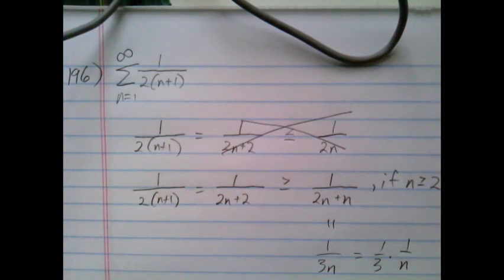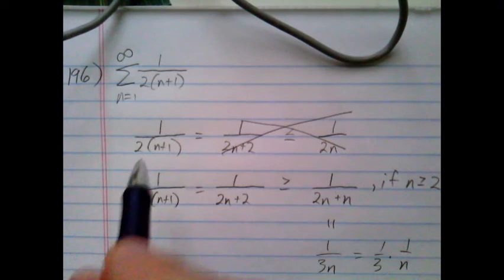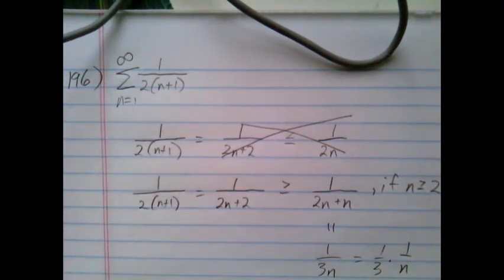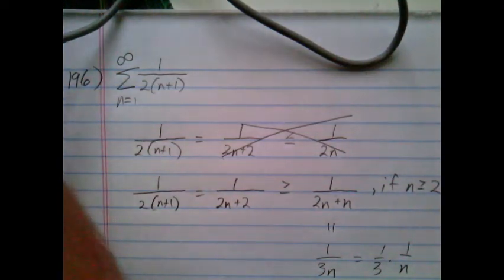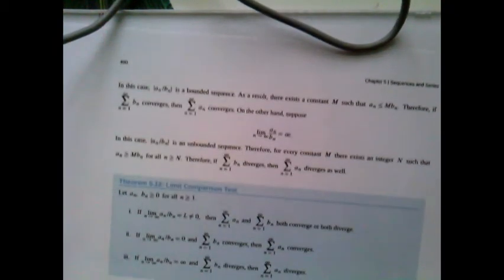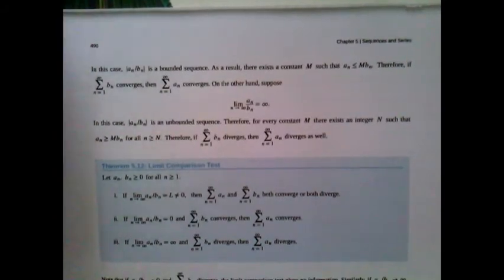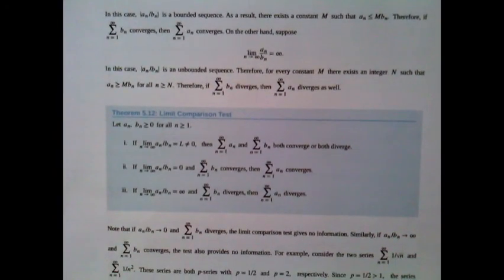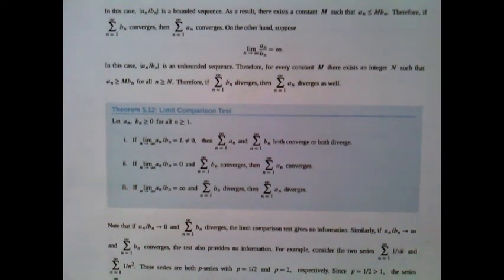But it turns out that there's a second theorem in this section that really helps with problems like this one. I used the comparison test, but it actually would have been easier if I had used the second theorem, which is called the limit comparison test. Let's have a look at that. So this is on page 490 of section 5.4. Page 490, the limit comparison test.